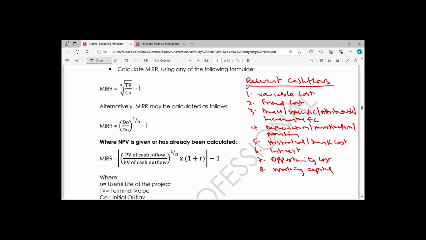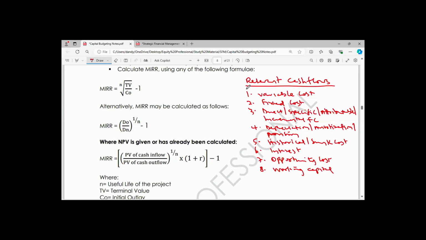They are not relevant. Then number 5, historical costs. Historical costs are sunk costs. They are past costs. They are costs that have already been incurred in the past. Therefore, historical cost or sunk cost is irrelevant and should be ignored. Examples of historical costs include market survey costs, research and development, any preliminary expenses. They are virtually irrelevant, so you should ignore them. Any costs that have been incurred in the past are not relevant, so you have to ignore it.